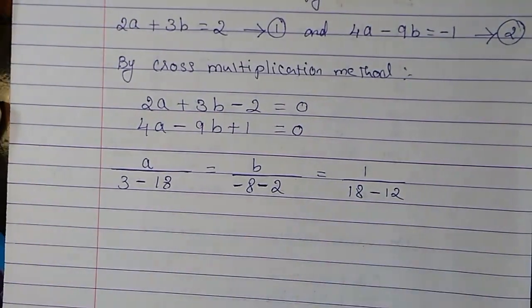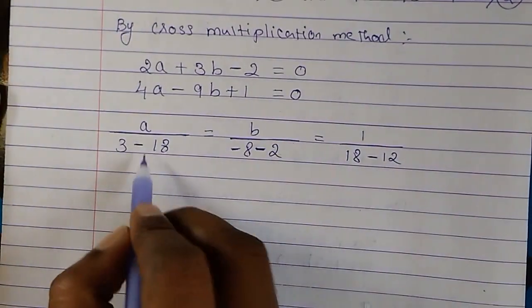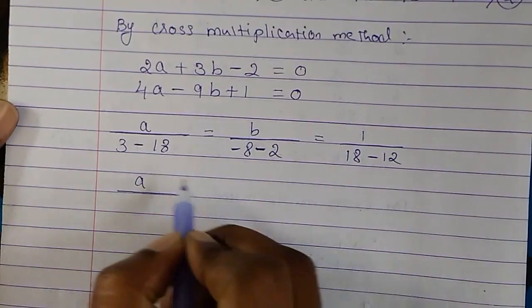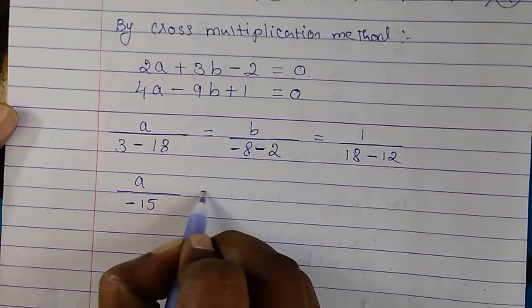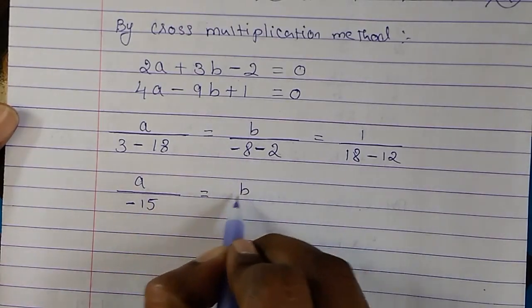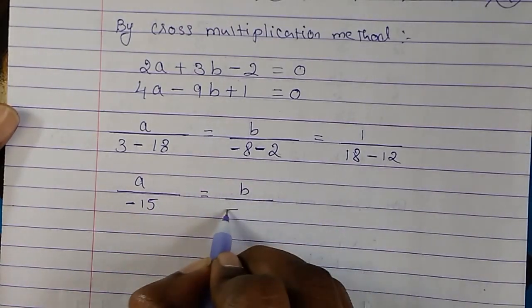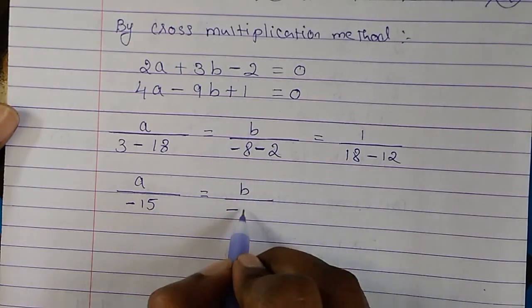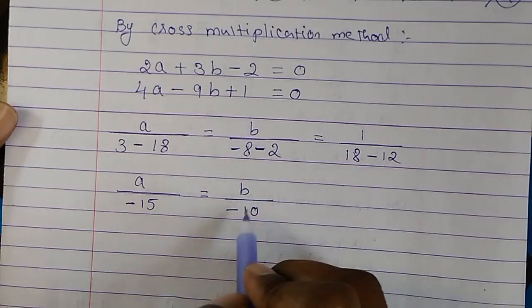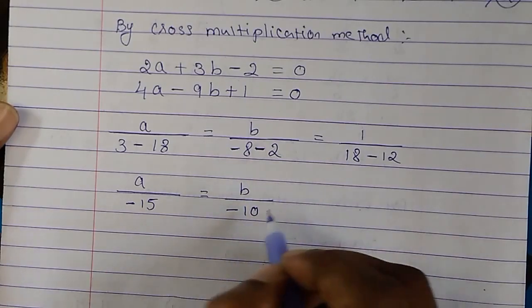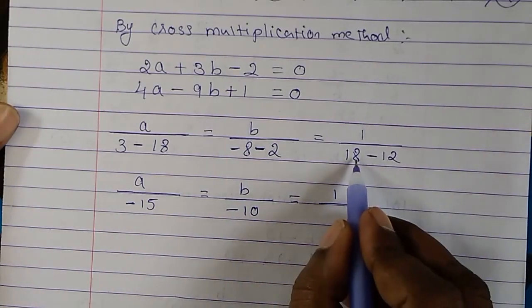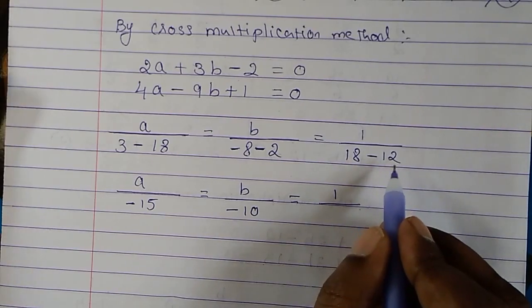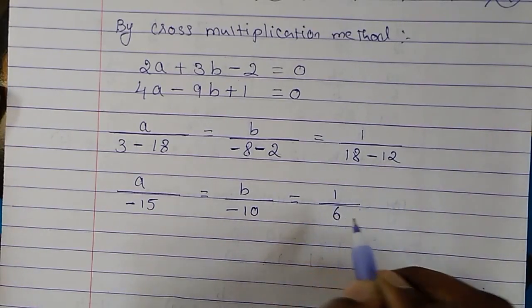Once we finish this part of it, now let us simplify. So when you minus, we'll get minus 15 equal to b upon, both are minus, so it will become minus, 8 2 will become 10. When both are minus, we have to add them, but the sign remains minus. Then 1 upon 18 minus 12 will give us 6.